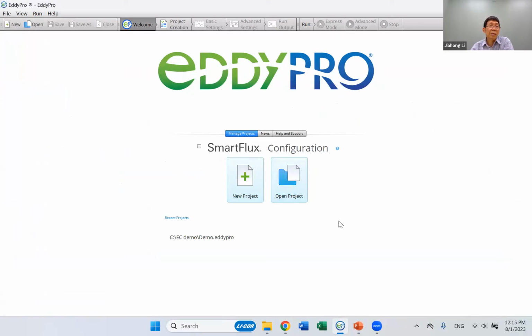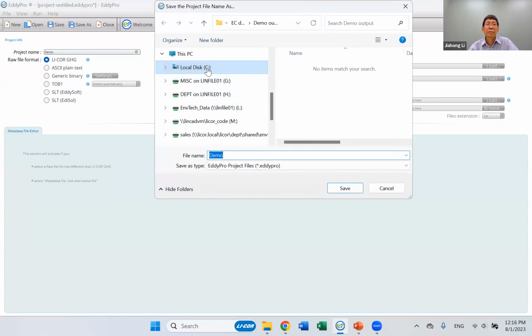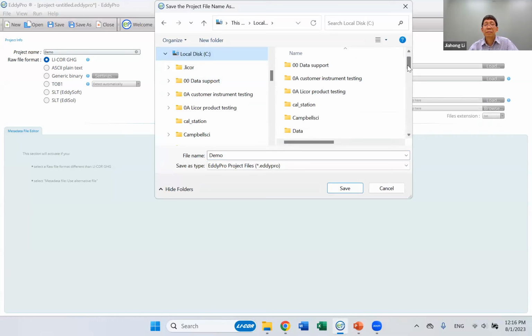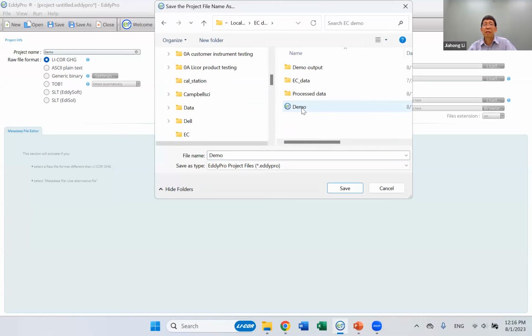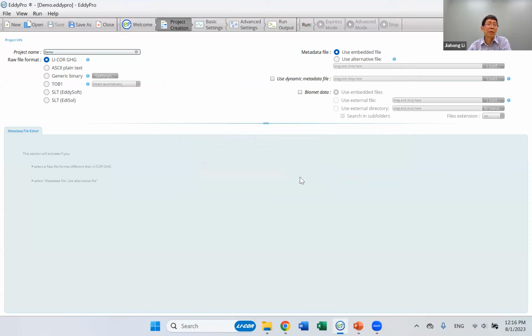Okay, I open EddyPro. Here's the interface of EddyPro. To start, we first start a new project. Let's give it a name, demo, and save it. I already have a folder here, so I save it and replace, because I did a previous run using the same project name.